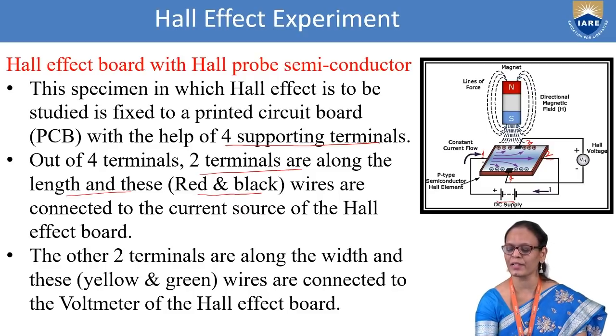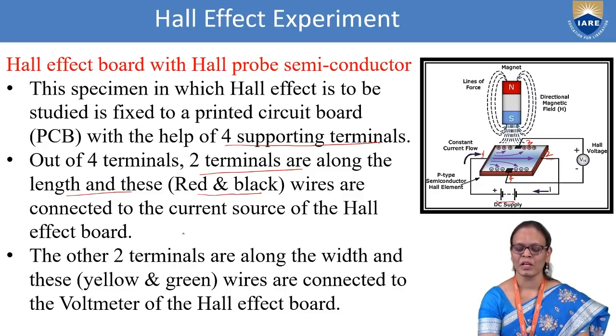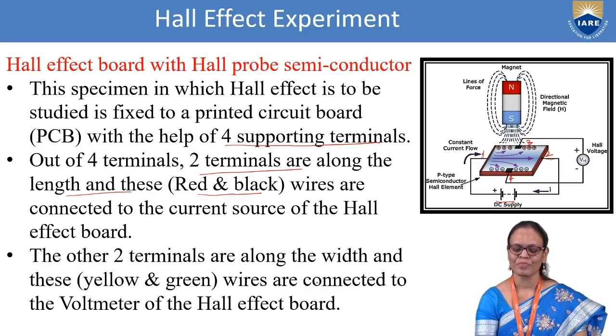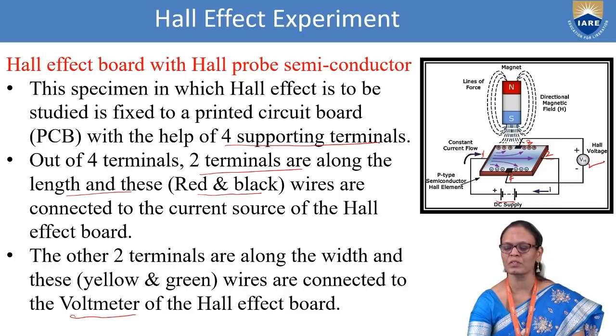So, we are connecting these 2 wires to the current source. When you switch on, the current will flow in this direction. That is how we are connecting these 2 probes. Now, the other 2 terminals along the width: what are they? Terminal 3 and terminal 4. They are connected to the voltmeter. So, we are connecting a voltmeter to the other 2 terminals.